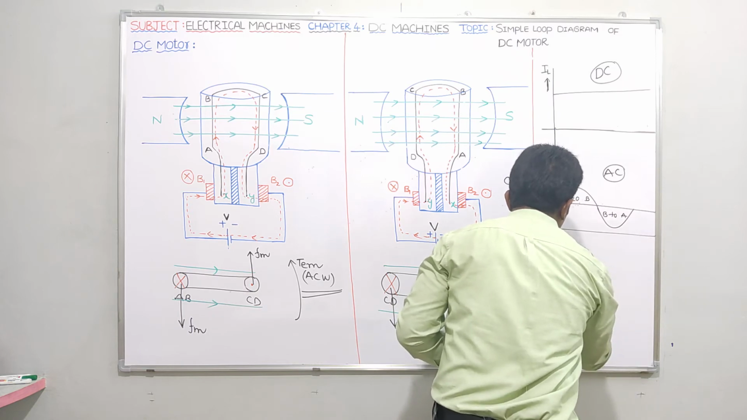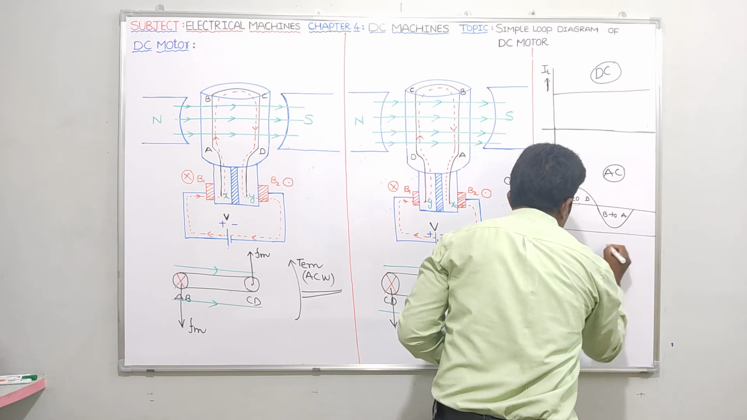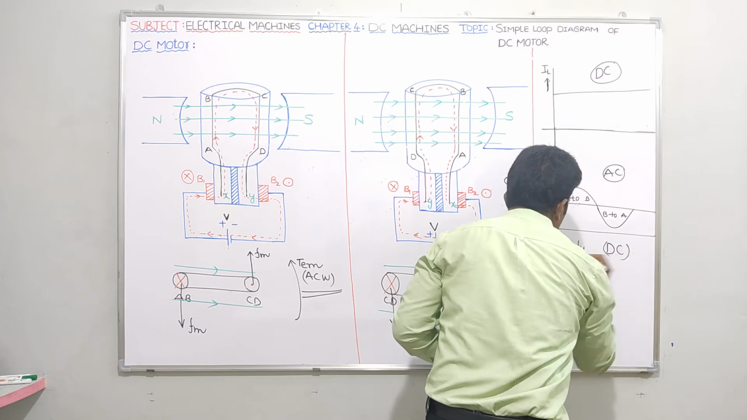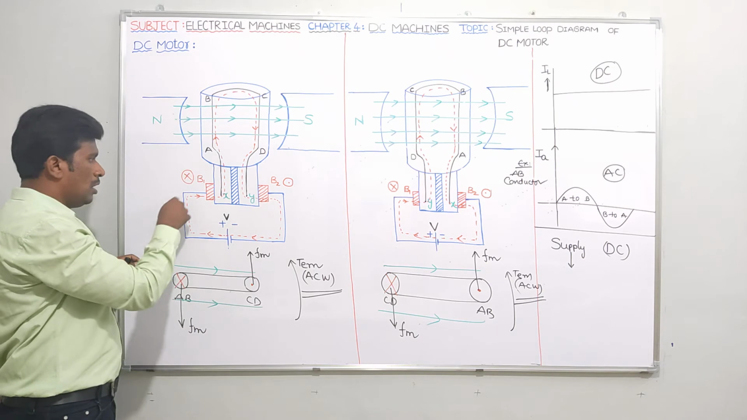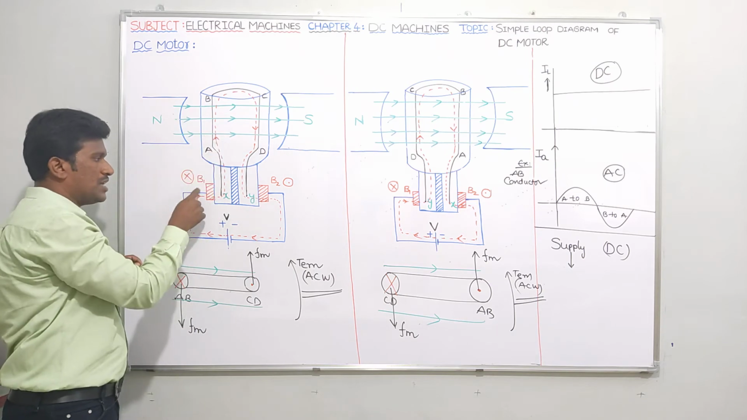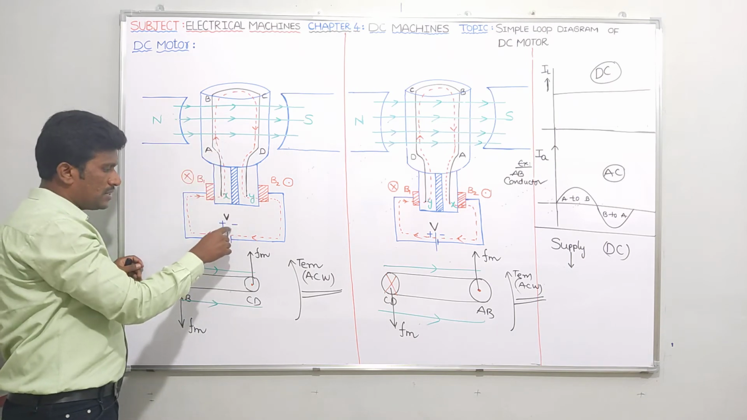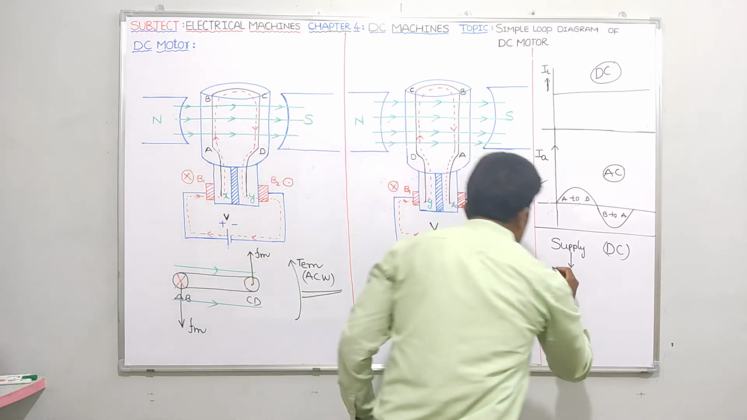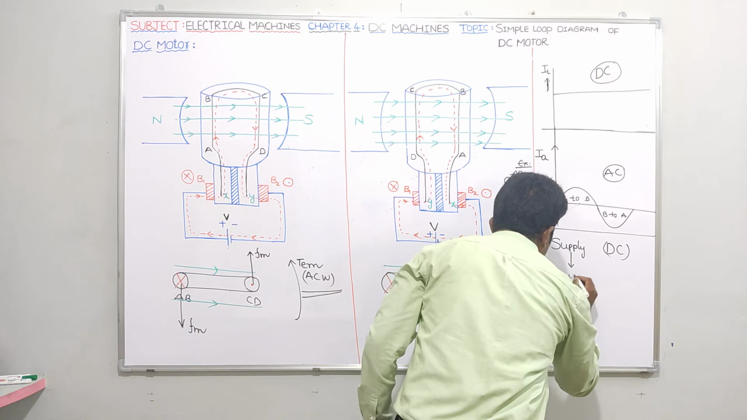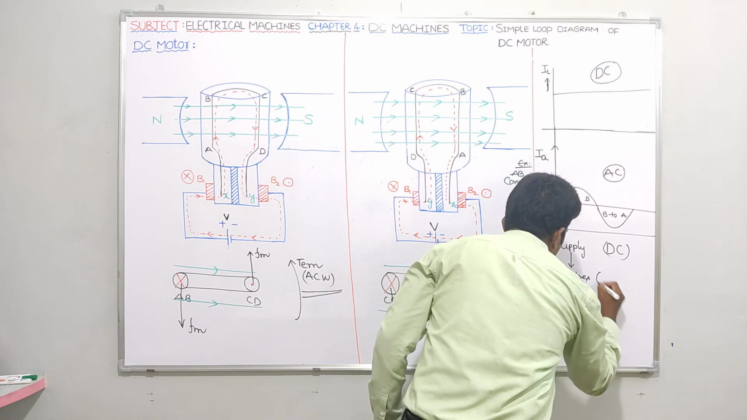Tell me which type of supply we have to give for a DC motor. We should give DC supply. That is okay. Now from supply, it is going to the armature winding through what? Brushes and the split rings. No. After the supply, I need to write here brushes. Brushes. Right. Tell me which type of supply you will get at the brushes?